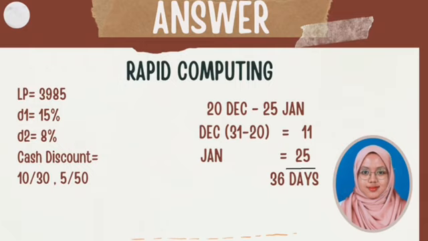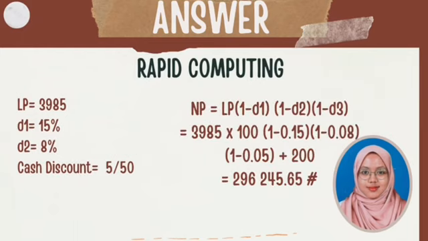For Rapid Computing, we use the exact time from 20 December 2022 to 25 January 2023. So, the total days is 36 days. Then, we list the information given. Next, for cash discount, we use 550. So, the formula is NP equals LP times 1 minus D1 times 1 minus D2 times 1 minus D3.